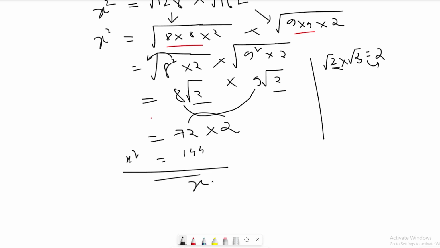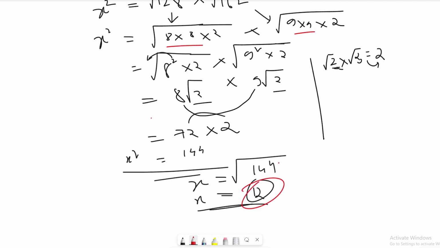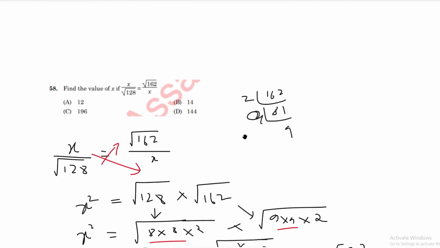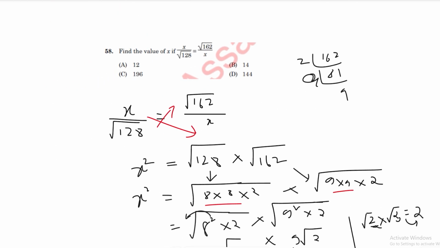So x becomes root over 144, correct? So root over 144 is nothing but 12. So the value of x is 12. So this is the answer. So do we have 12 in the options? Do we have 12? Yes, we do. Option A is the correct answer.